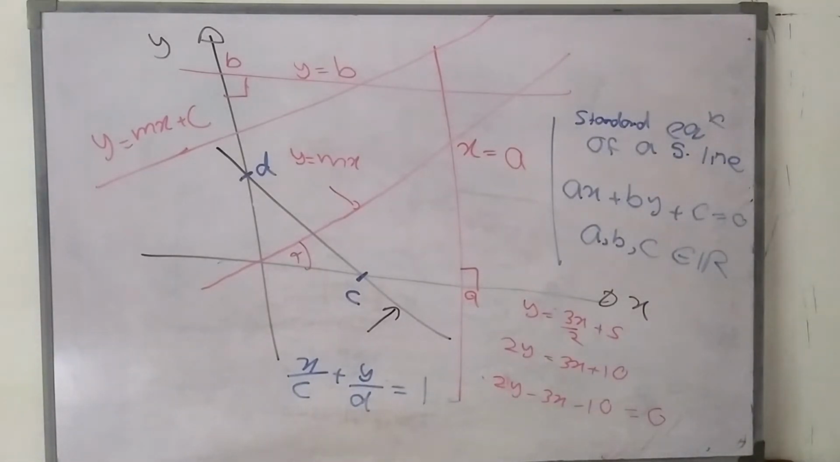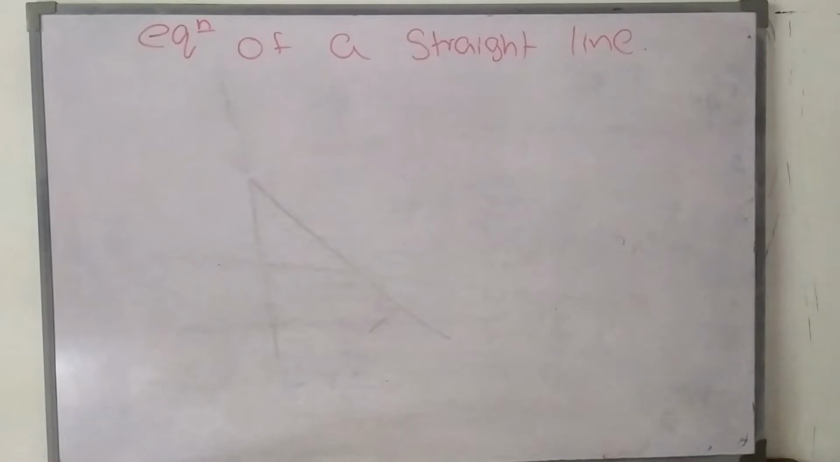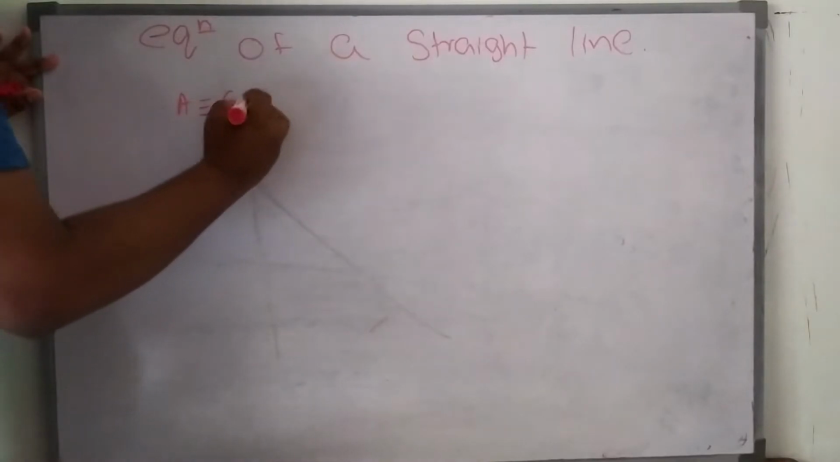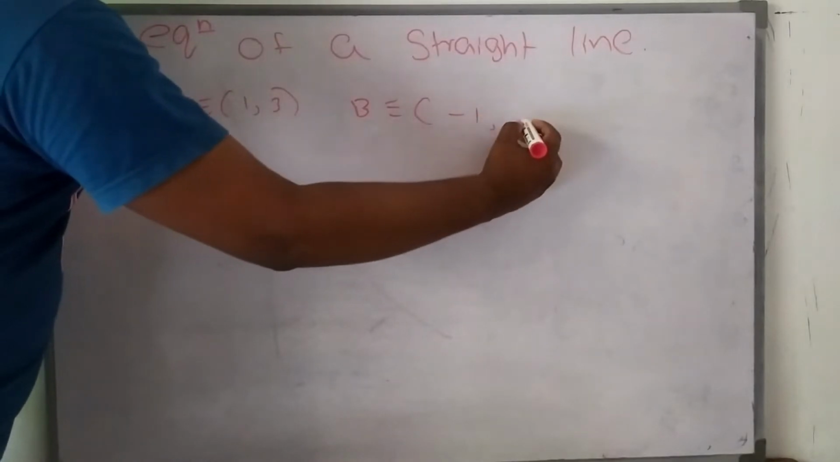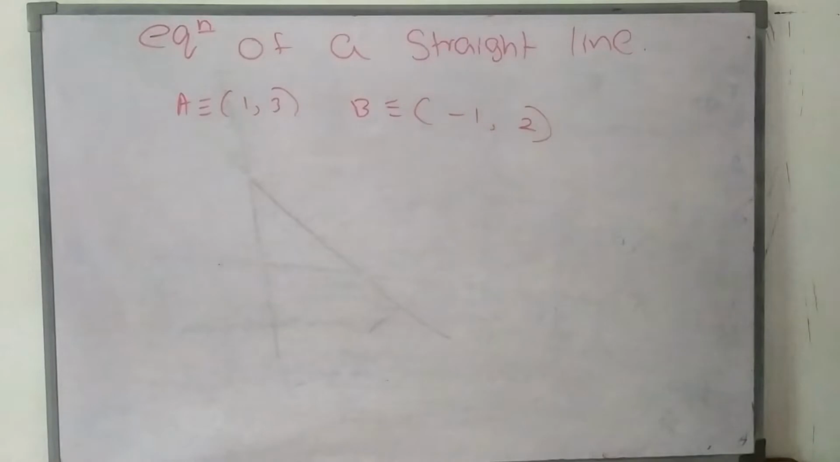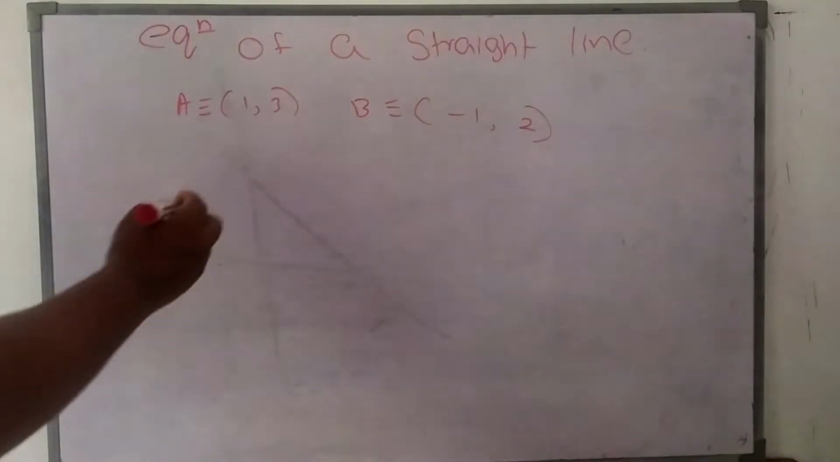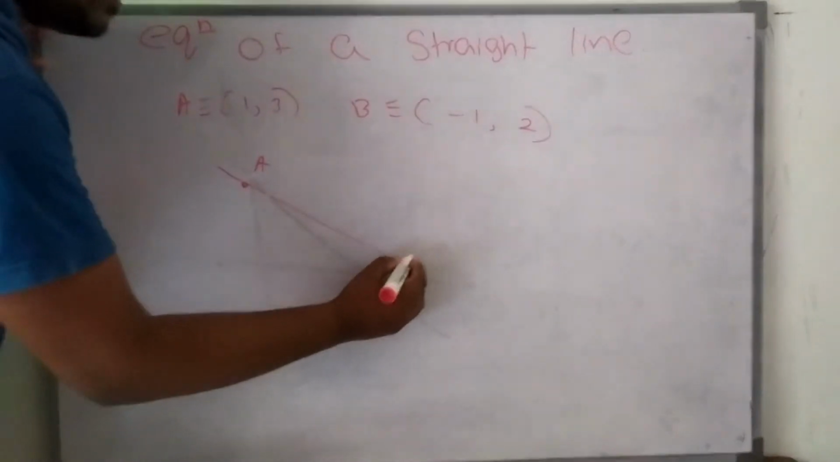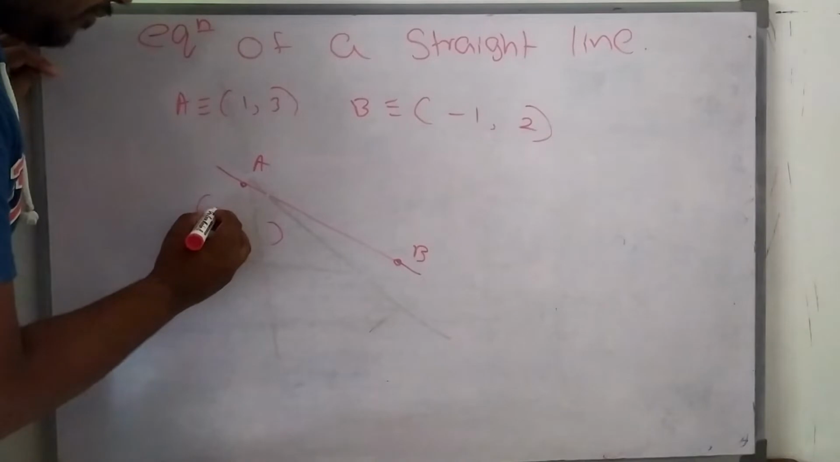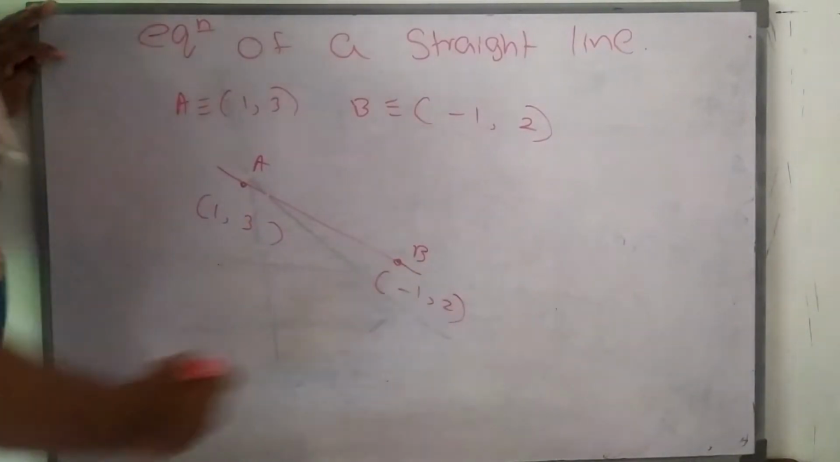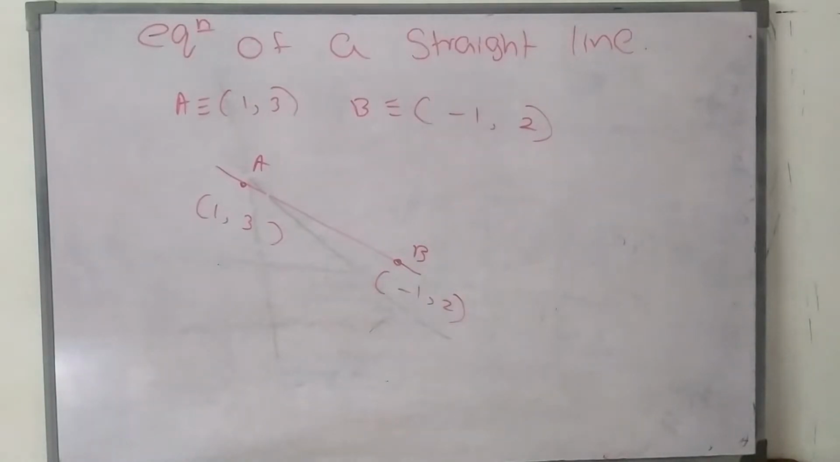Let's move on to how to find the equation of a straight line when two coordinates are given. Children, now I am going to discuss this. Assume you have two coordinates, A as (1, 3) and B as (-1, 2). I just need to find the equation of this straight line. I assume A is here and B is here, just putting my data onto the line. So how do we find the equation of the straight line?